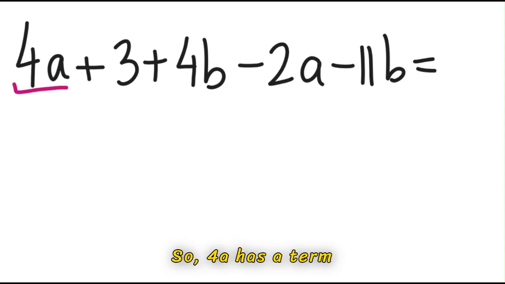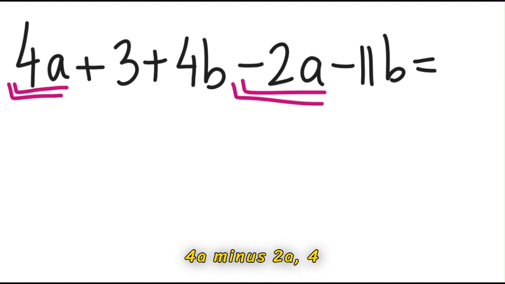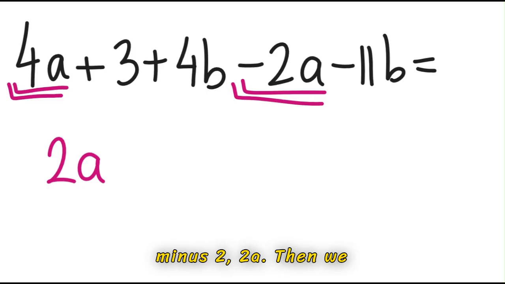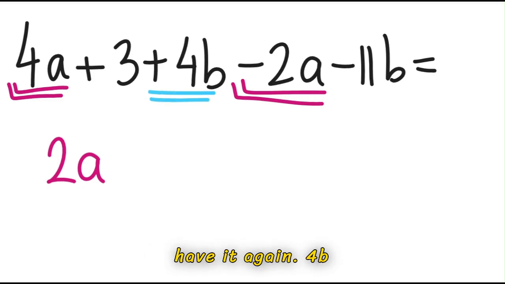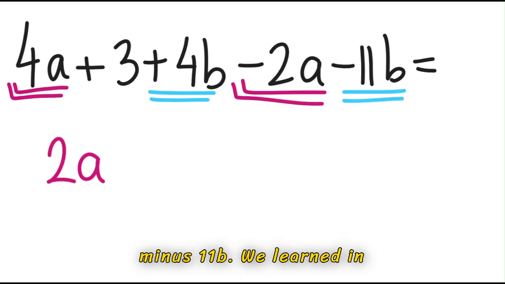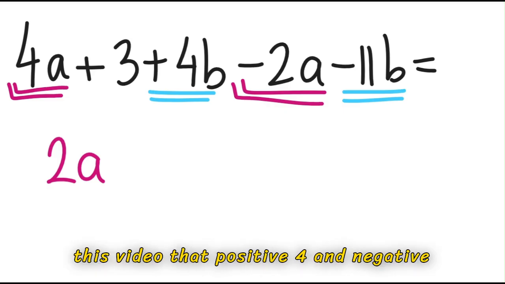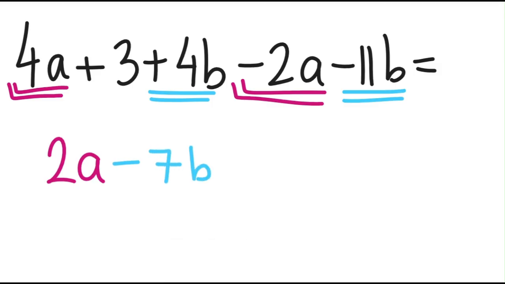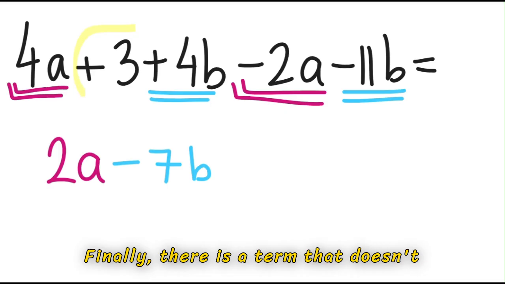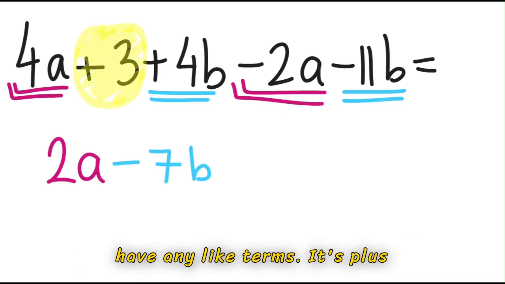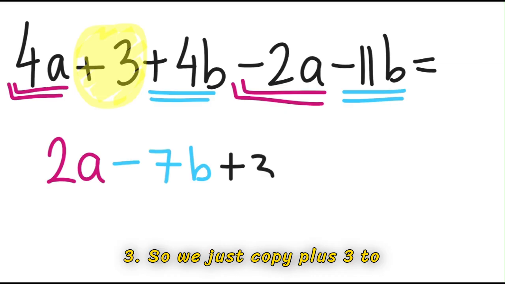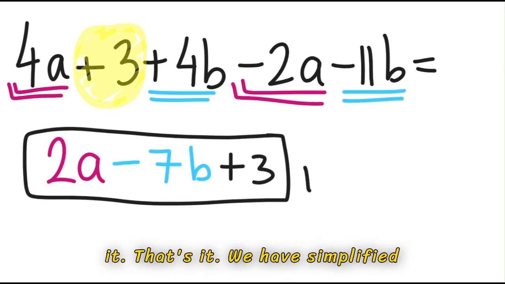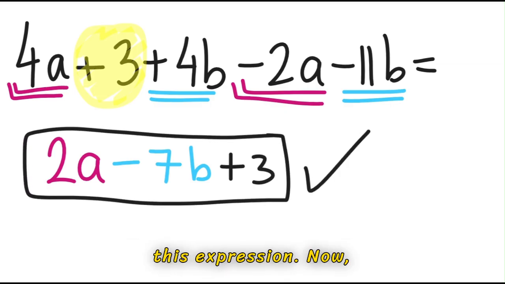So 4a has a term that has a as well. 4a minus 2a, 4 minus 2, 2a. Then we have it again: 4b minus 11b. We learned in this video that positive 4 and negative 11 will be negative 7b. Finally, there is a term that doesn't have any like terms. It's plus 3, so we just copy plus 3 to it.